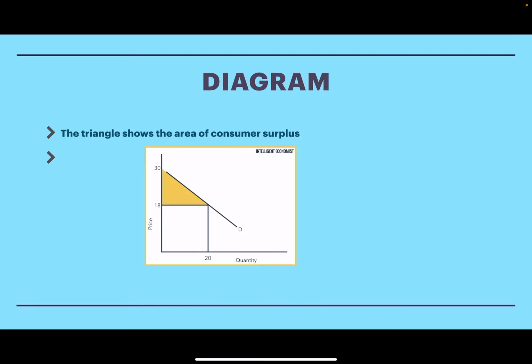So here's a diagram of consumer surplus. So the consumer surplus is always going to be a triangle. It's the triangle above the price. So in this example here, the price of the good is 18. We don't really need to worry about the 30 and the 20. The price of the good is 18. So we draw the price on and then we shade the triangle above the price of 18, and that is our total consumer surplus for all of our consumers, not just for one consumer, but for all of our consumers.